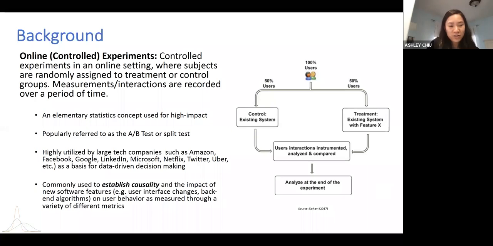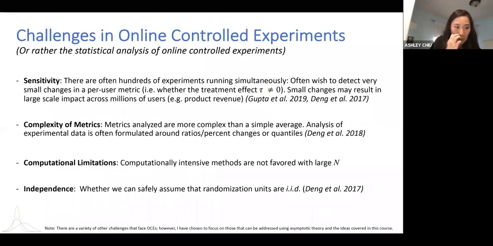An important reason why they use online controlled experiments is because we want to establish causality. A lot of times different companies may roll out certain software features like user interface changes or even different algorithms, and they want to measure whether or not this has a positive impact on user behavior. Some examples of those metrics might be click-through rate, revenue per user, and page load time, which is one that I'll go through in the example. The diagram on the right side of the page is just illustrating the process of an online controlled experiment. Next slide, please.